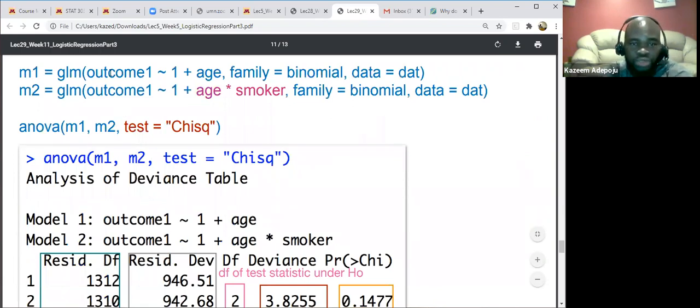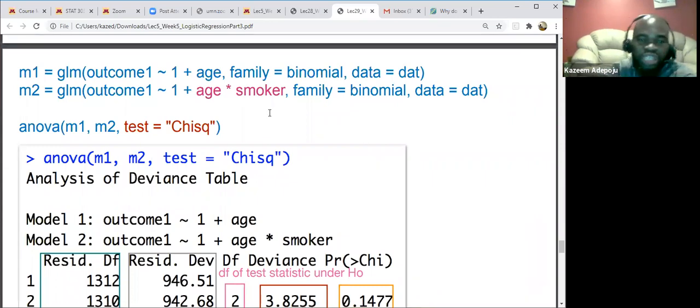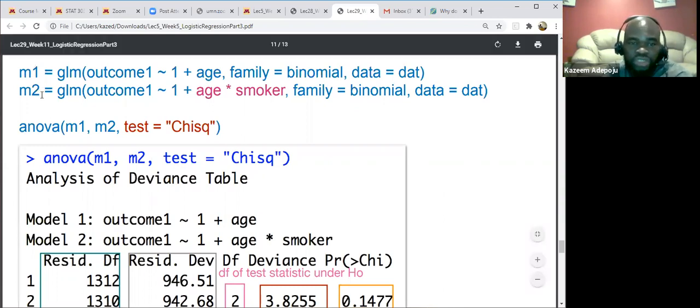This is the code for model 1. Okay, this is the code for model 2. And you remember what we did the other time when we were comparing models in linear regression. You remember that we write ANOVA on the two models, but in the case of logistic regression, we have to include test equal to "Chisq".